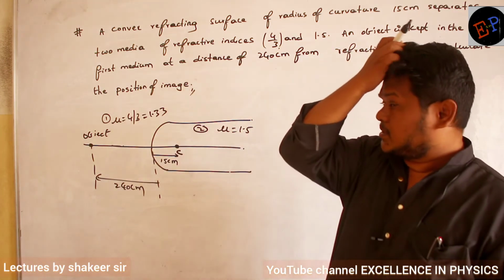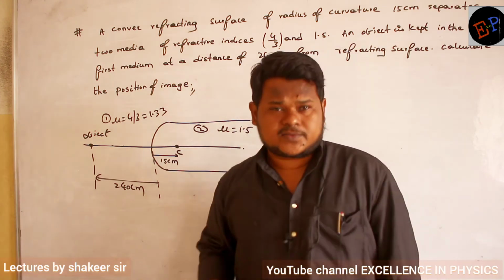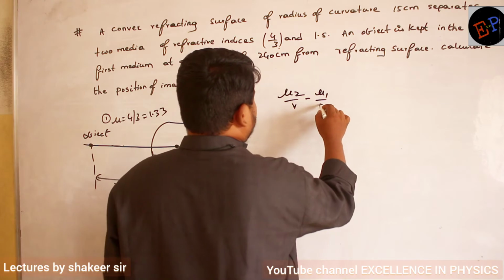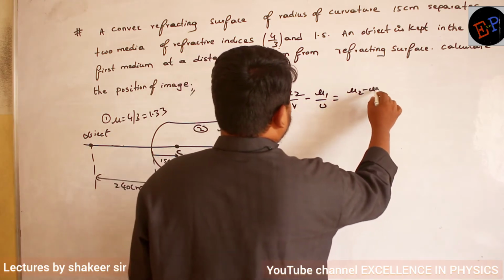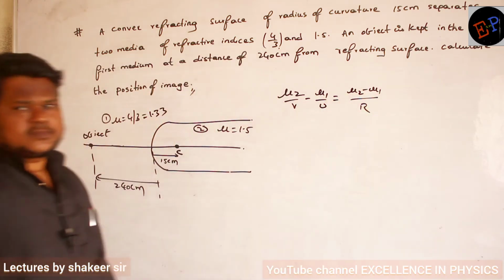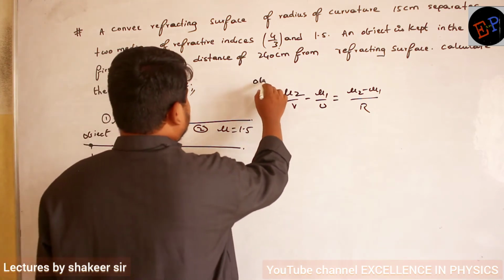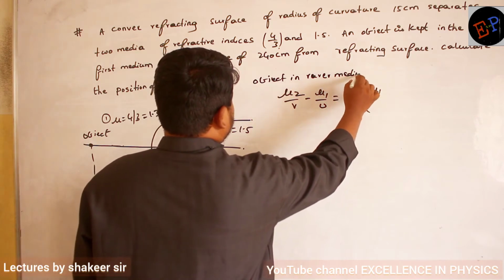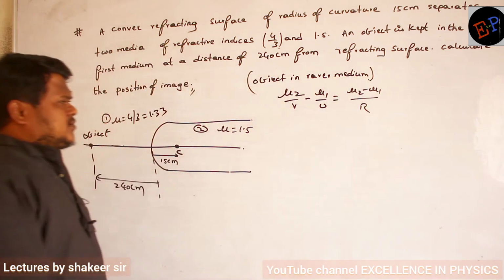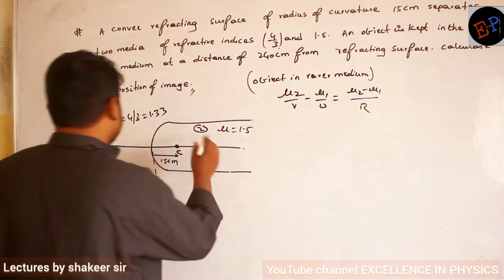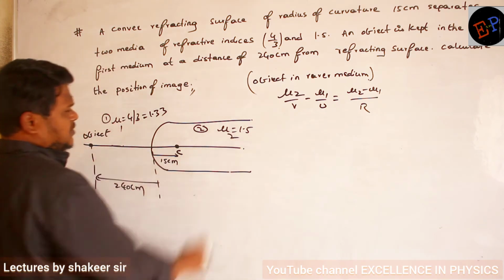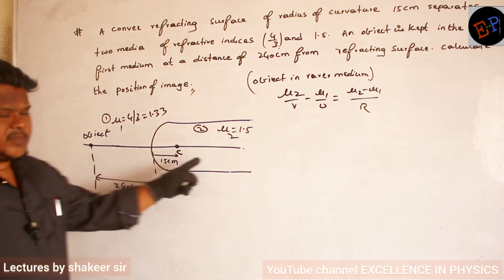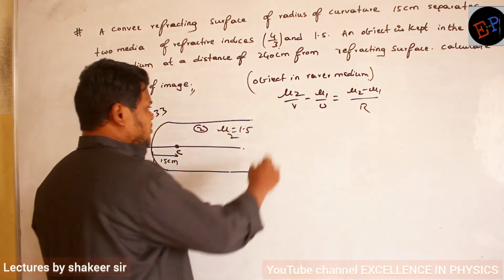If the object is present in the rarer medium, which equation do I have to use? mu2 divided by V minus mu1 divided by U is equal to mu2 minus mu1 divided by R. This relation is used when the object is in the rarer medium. Now do the calculation. This is mu1, this is mu2, because the rarer medium should be mu1 and the denser medium should be mu2. So mu2 value is 1.5.